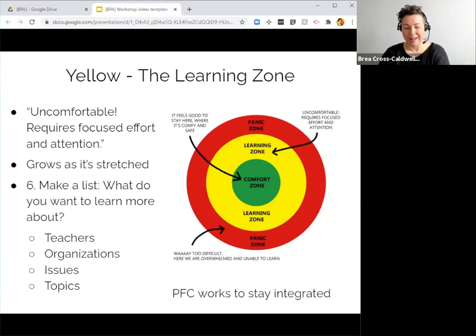Interpreters usually don't have a lack of topics that they want to learn about. We tend to be people who are lifelong learners. So this isn't often a challenge, but sometimes recognizing it intentionally and knowing that we're growing our ability to stay regulated through learning and stretching ourselves, that can be a new concept for us. So just to start connecting some of these things.